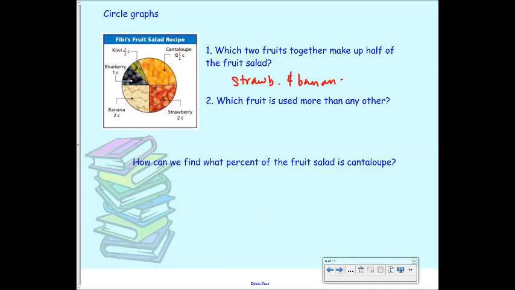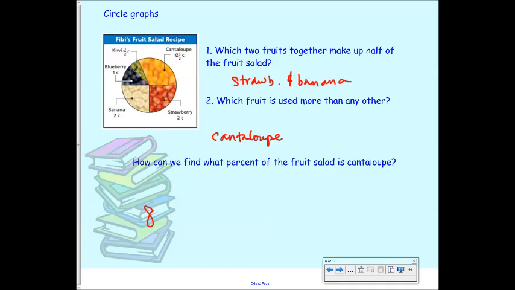All right. Which fruit is used more than any other? Cantaloupe. How do you know? It takes up more. Yeah, it takes up the most space. How can we find what percent of the fruit salad is cantaloupe? Percent is out of 100. So the first thing you'd have to do is figure out how many total cups of fruit salad there are. So how many strawberry and banana are there? Four. And if that's half, then the whole thing must be eight. So it'd be 8 cups altogether.